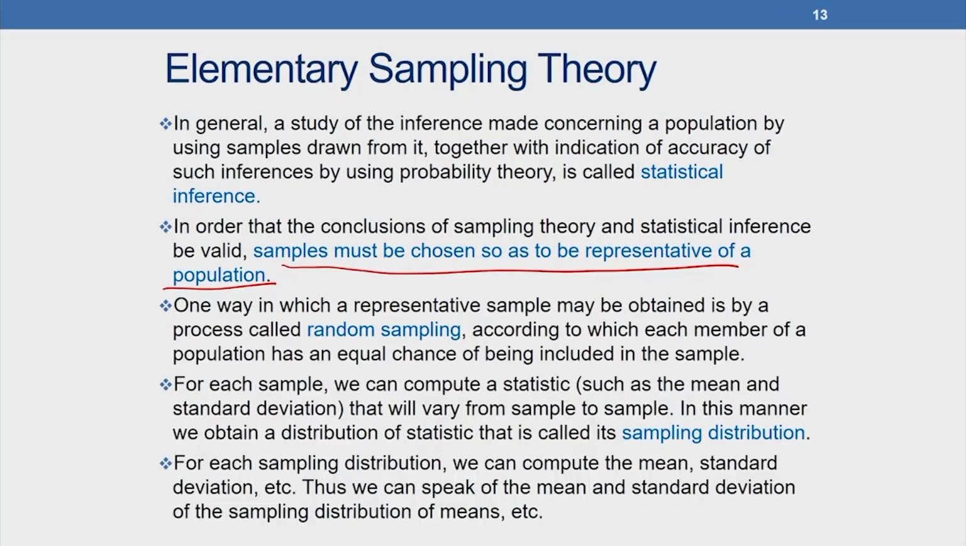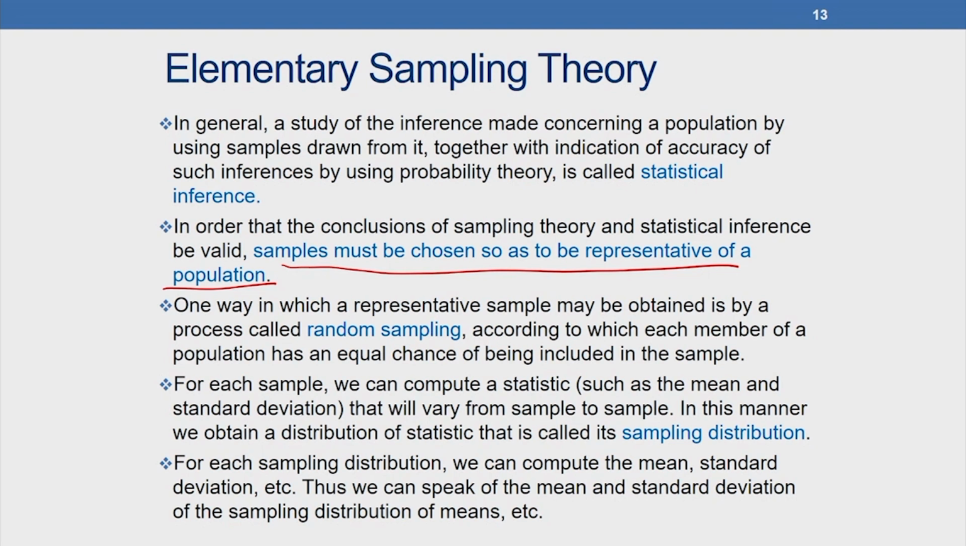Non-probability sampling usually is not representative; however, it is carried out and publications also make references to it. It has in a way become practice to make use of non-probability samples, particularly with regard to social studies or development research methods. Now, one way in which a representative sample may be obtained is by a process called random sampling, according to which each member of a population has an equal chance of being included in the sample. I will elaborate on random sampling in some time, so we will keep it for later.